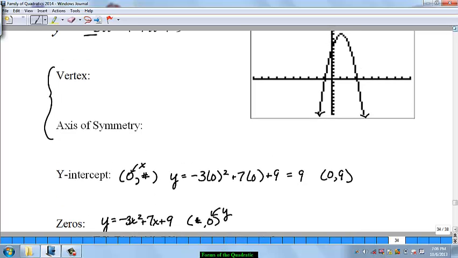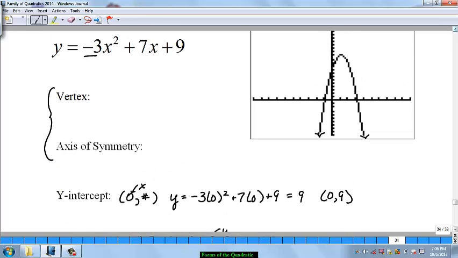Now we want to find the vertex and axis of symmetry. So in order to do that, we're going to complete the square and change it into vertex form. So let's start here. I'm going to write it up here a little bit more, and you can do it on the side if you need to. So the first thing we're going to do here is factor out the -3. So I have y equals, we're going to take the -3 out. So I have x squared minus 7/3 x minus 3. So what I did was I divided everything by -3. Now the -3 is going to hang out while we complete the square.